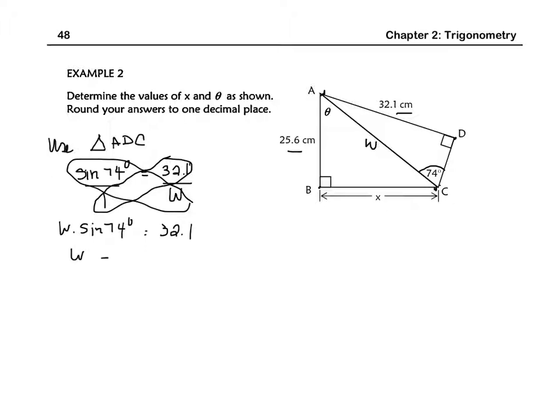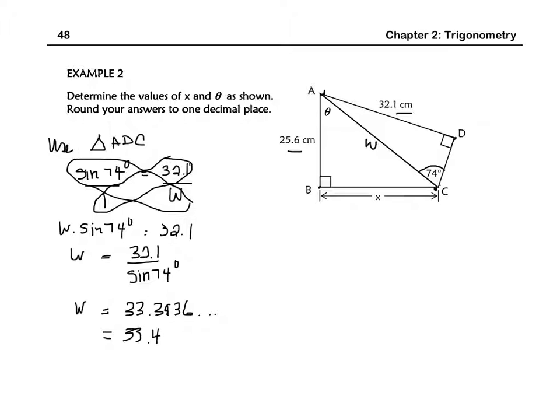So W is 32.1 divided by the sine of 74, because you want to isolate the W. So W would equal 32.1 divided by sine 74, and that's going to give you 33.3936 and so on. So that works out to be about, to one decimal place, we'll say 33.4.